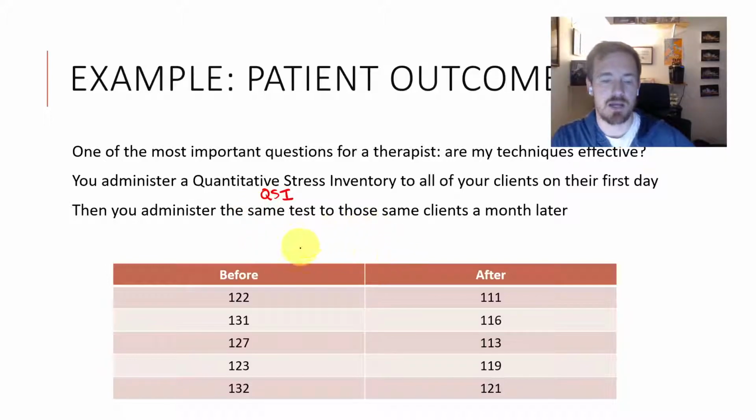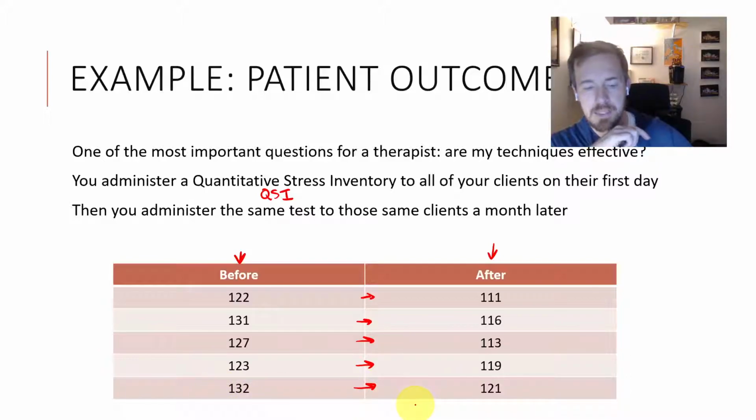In this case, I have it where you give it to them before they begin treatment and then 1 month after treatment. So you can see for the QSI that those scores change from 122 to 111. This one person went from 131 to 116. This one person went from 127 to 113. This one person went from 123 to 119. And this one person went from 132 to 121.